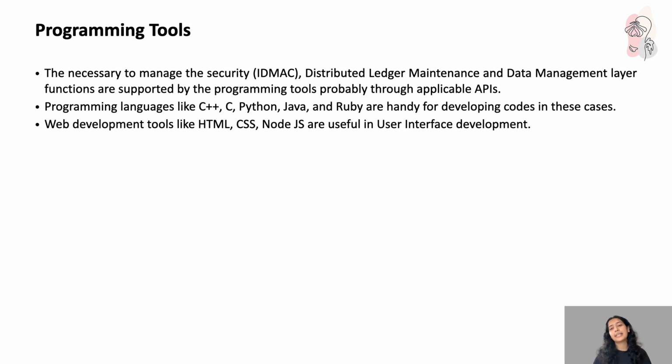Now let's come to the programming tools. We have seen the architecture and the internal mechanics of blockchain, right? But here's the question. How do we as developers actually build it? And that is how the programming tools come in. So we have commonly used languages like C++, C, Python, Java, Ruby. We have web development tools like HTML, CSS, Node.js, and all of these. For namesake you can remember these, but how and where we use them, we're going to do further.